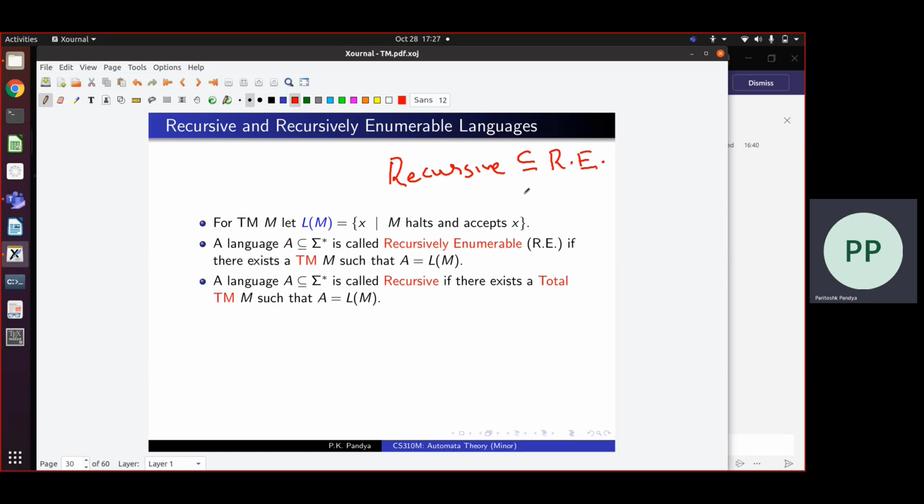Is it a strict subset? We don't know. Is there a gap between these two? That is something that we will address in the next lecture. But today this terminology is important.